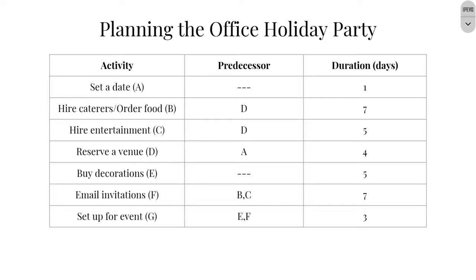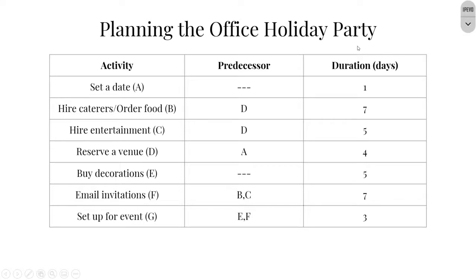I know that there are a lot of things that I have to do in order to plan this party. I have to set a date, I have to order food, reserve a venue, email out invitations, lots of different things, right? But these activities have to happen in a certain order. I know that, for instance, I'm going to have to make sure I set a date before I reserve a venue. That's what this middle column is going to tell me, which tasks need to happen before others.